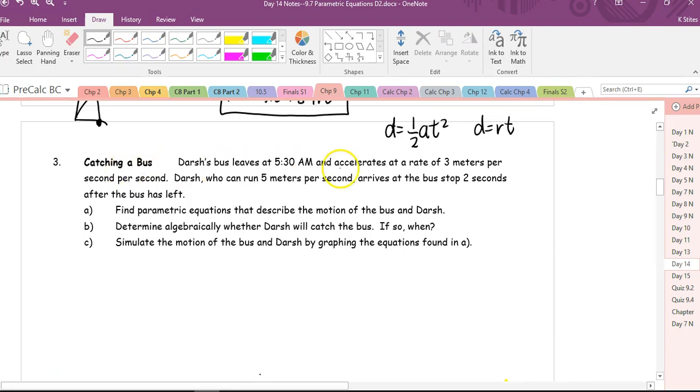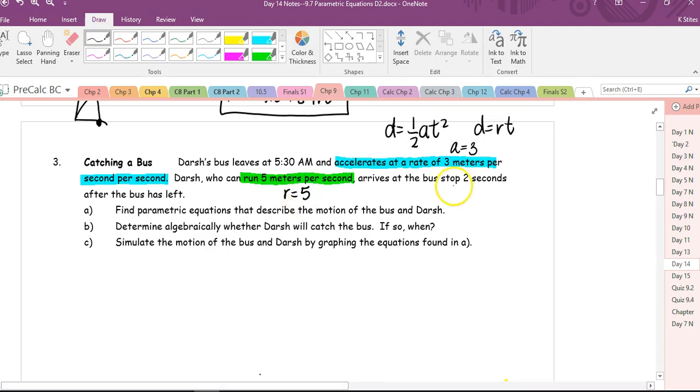So catching a bus. Darsh's bus leaves at 5:30 a.m. and accelerates at a rate of 3 meters per second. Okay, so Darsh's bus is accelerating. That would be your a value. Darsh, who can run at 5 meters per second, arrives at the bus stop 2 seconds after the bus has left. Oh, this is very upsetting. It's a tragedy. So, all right, that's Darsh's rate.